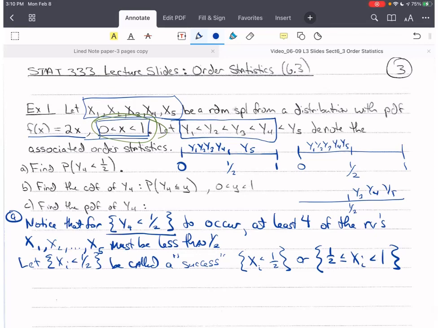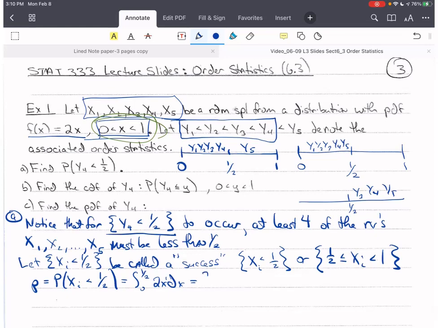Okay? So the probability of a success is the probability that xi is less than 1/2. And we can figure this out using calculus. We take the integral from 0 to 1/2 of f of x, which is 2x dx. And when we integrate this, this is x to the 1, so we add 1 to that, we get x squared, and then that exponent, 2, we need to divide the whole function by that.